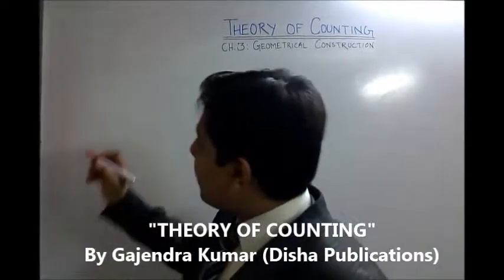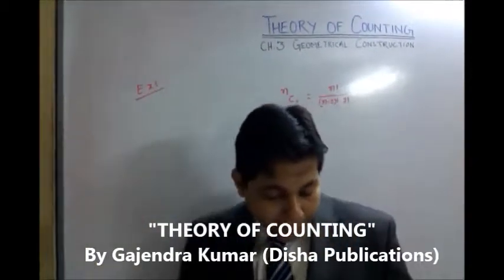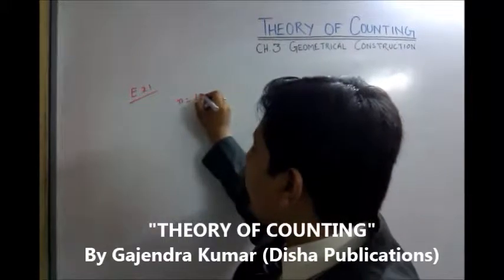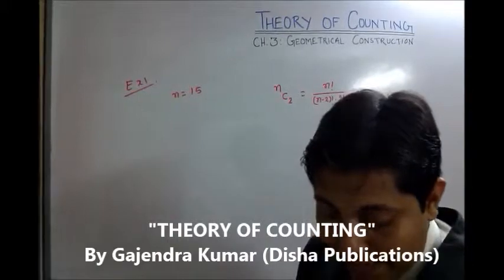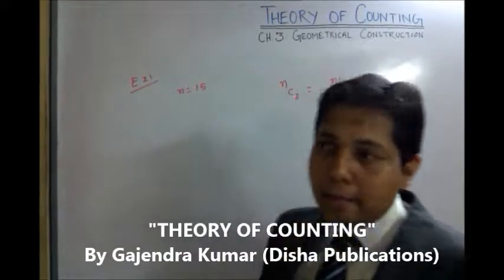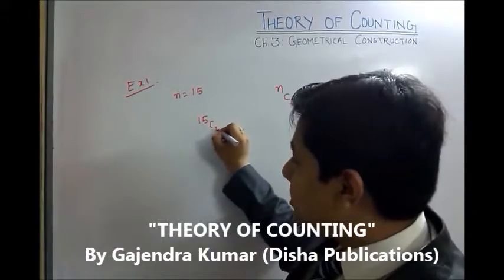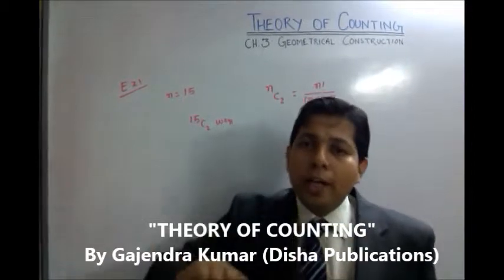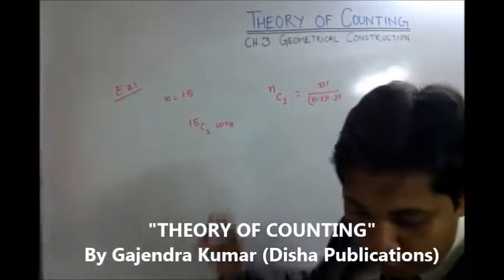Now based on this concept only, example 1 in the book says: how many straight lines can be drawn from 15 points, meaning n is equal to 15, given here, from the 15 points in a plane if no 3 points are in a straight line. So out of 15 points we have to draw a straight line. How many ways? It is the same as selecting 2 points out of 15 points, so that is 15C2 ways. There are 15 points in a plane. We will select any 2 points and we will draw a line. So how many ways can we select 2 points out of 15 points? 15C2 ways.